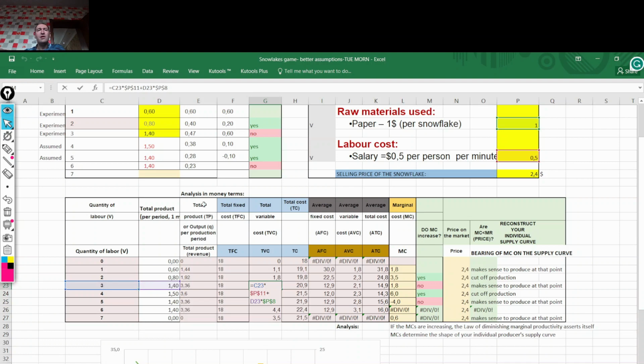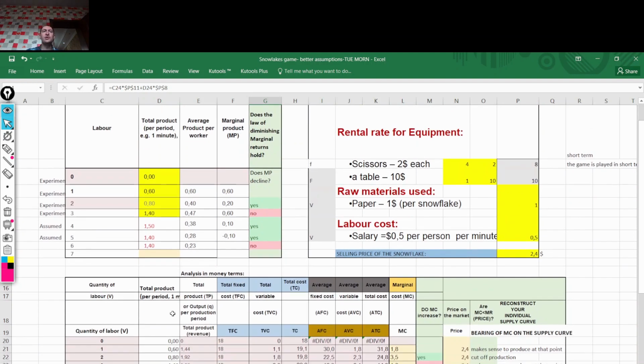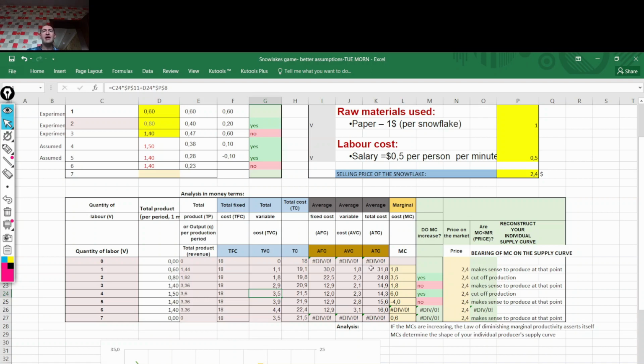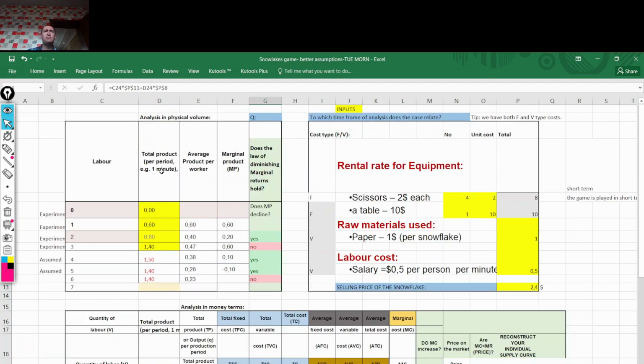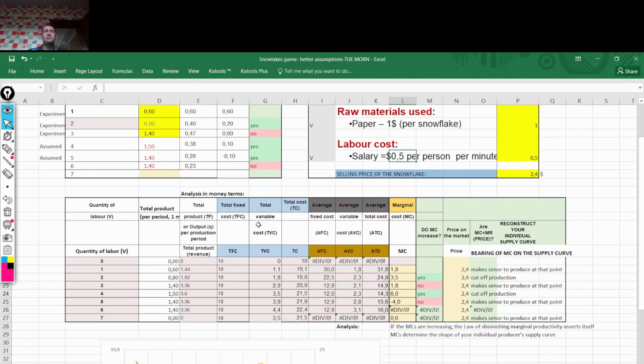Remember, all these parameters, the total product, the costs, all of them, are the flow variables, because the flow variables are measured in dollars per period. And in our analysis, the period is per minute. The product is measured on per minute basis, the rent is measured on per minute basis, the salary on per minute basis, the cost should be therefore measured on the per minute basis. And the raw materials are tied to the number of snowflakes produced, so we have to recalculate according to the product on the per minute basis, right?